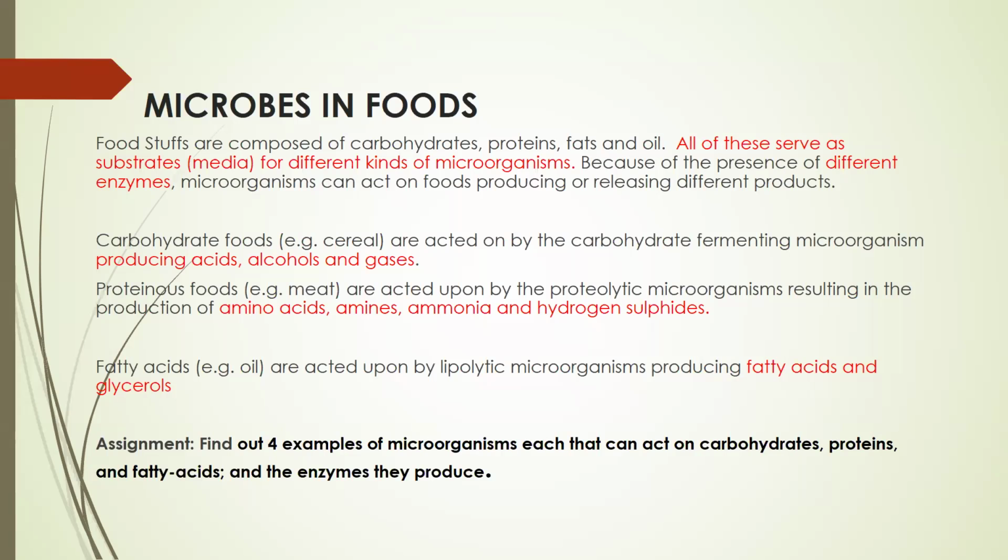Proteinous food like meat or fish are acted upon by proteolytic microorganisms, resulting in production of amino acid, amine, ammonia, or hydrogen sulfide. So when I talk about acid, alcohol, and gases being produced when organisms act on carbohydrate food, acid, alcohol, and gases are the end product. Then when they act on proteinous food like meat or fish or egg, the end product will be either amino acids, which are the building block of protein. They are simply breaking it down. Amino acid or amine or ammonia or hydrogen sulfide that smells like rotten egg.